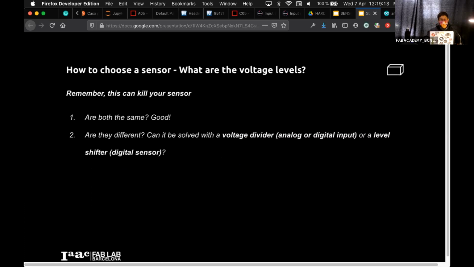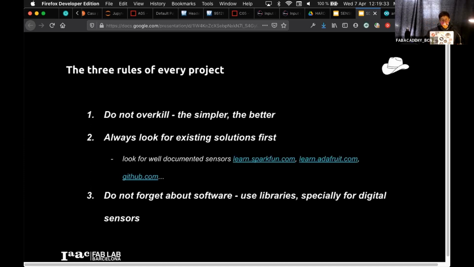And especially always review the data sheet. We're going to see a couple of examples with Elena about the voltage levels. First of all, because you can kill the sensor or the microcontroller. And if they are the same, good. If they are not the same, digital sensor, use a level shifter, analog sensor, use a voltage divider. Okay.